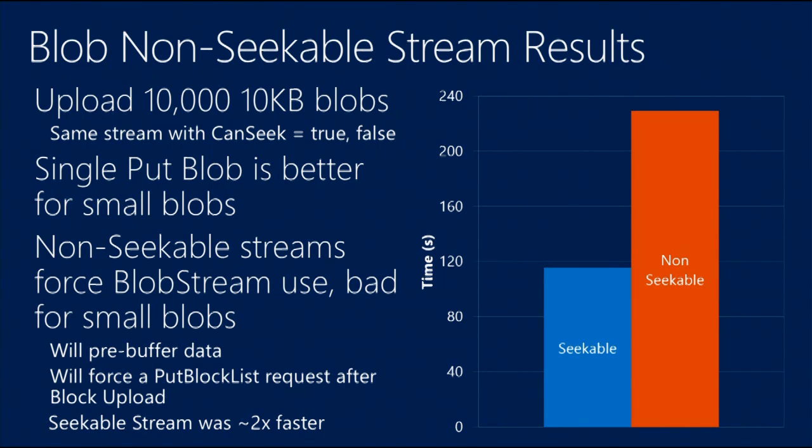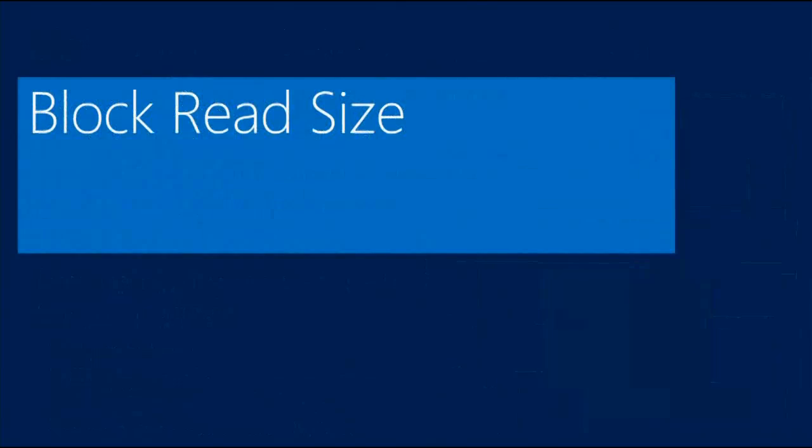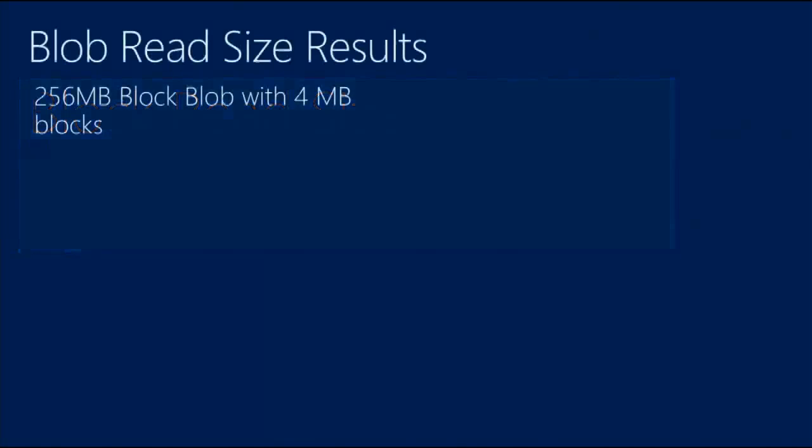When you do that, you're going to have to pre-buffer the data as well. Again, 2 times faster, so if you have small data, try to use a seekable stream. Block read size. So now people ask, what's the most efficient way to access my blobs?